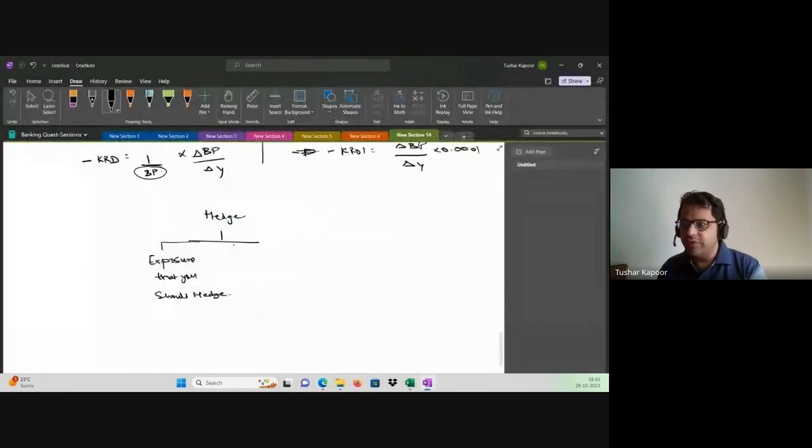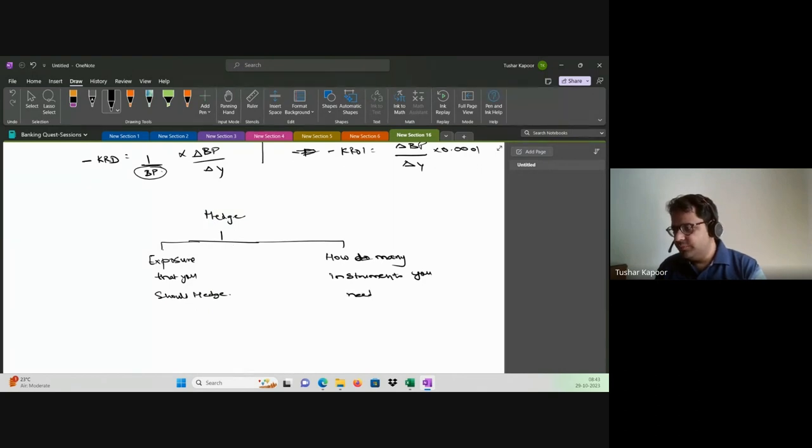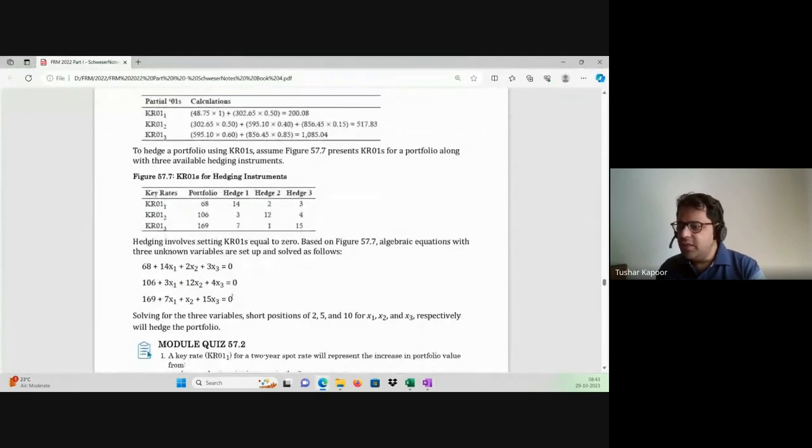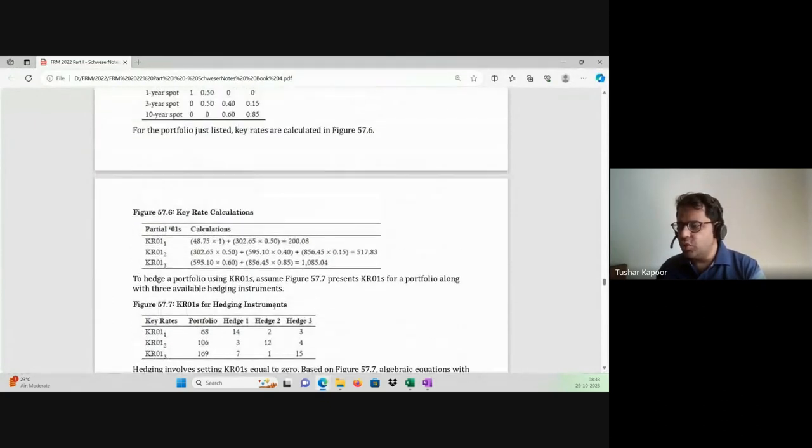You're trying to find out an answer: the exposure that you should be hedging. And the next part is about how many instruments you need to add to hedge. So how many hedging instruments, or how many hedges, you need to add to get the portfolio hedged. So this is basically the long and short story of it.